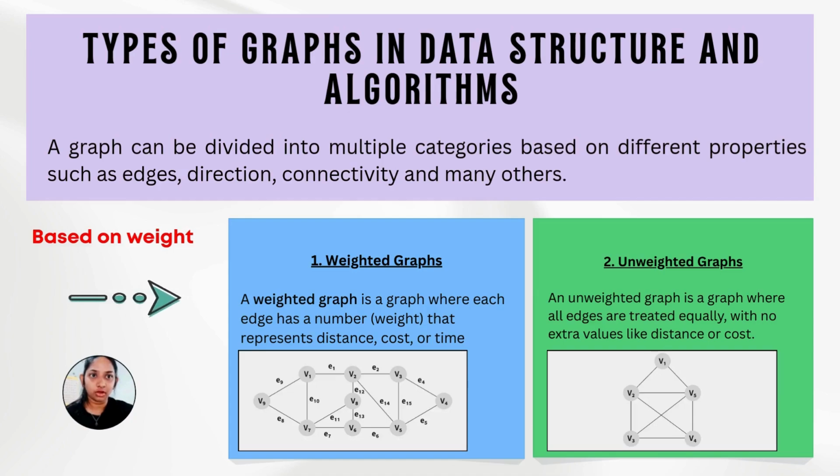An unweighted graph is a graph where all edges are treated equally. There are no extra values like distance, cost or time on the edges. Here edges only show whether a connection exists or not. Unweighted graphs are often used when all connections have the same importance. Now look at the animation video.